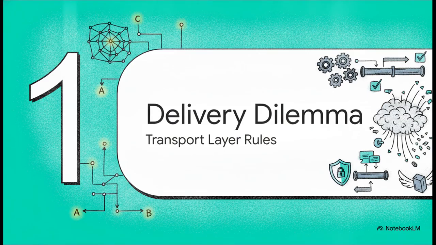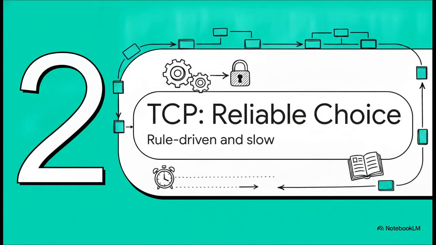Section 1. The data delivery dilemma. Whenever data travels the web, it needs strict rules to get from point A to point B successfully, and developers basically have two distinct philosophies to choose from. Let's meet our very first contender. Section 2. TCP, the reliable choice. Highly structured and incredibly rule-driven.